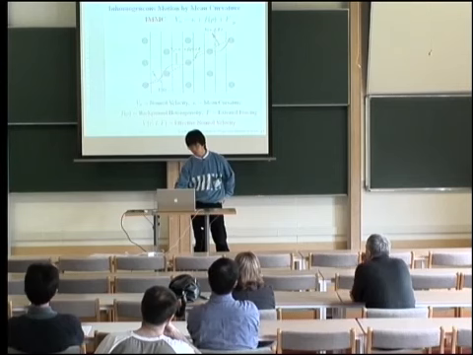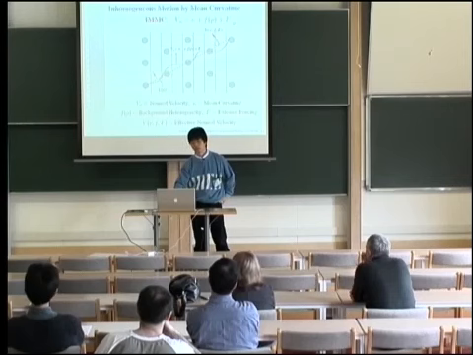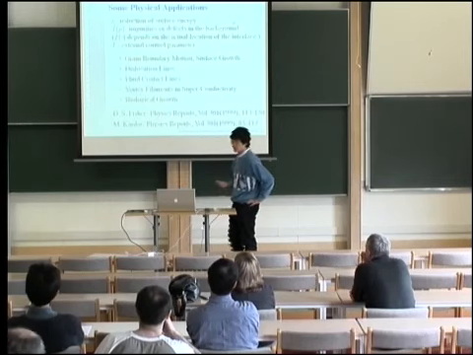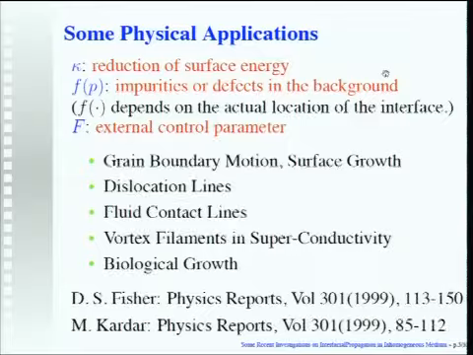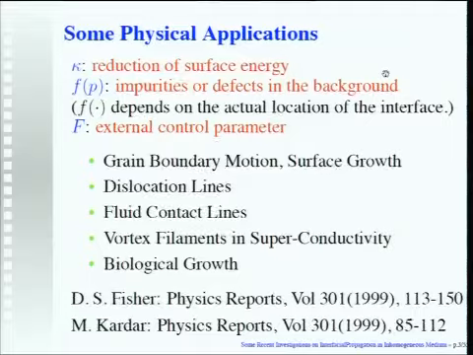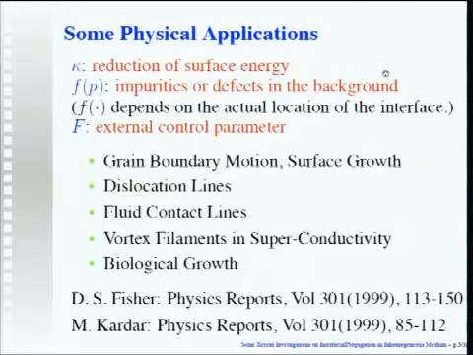It's a geometric local motion, but it has also been used in many other modeling and applications. The curvature is a term that gives the phenomenon that tries to reduce the surface energy. So the interface will try to evolve such that it becomes as flat as possible, reducing the surface area. And little f represents impurities and defects from the background environment, and this capital F is the external control parameter.